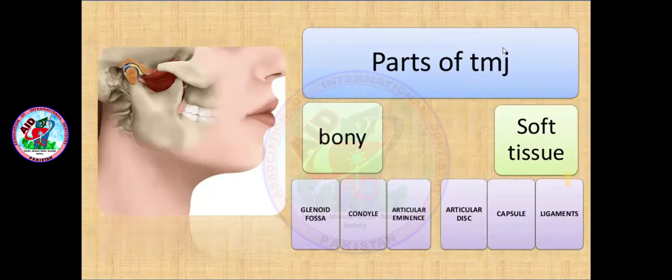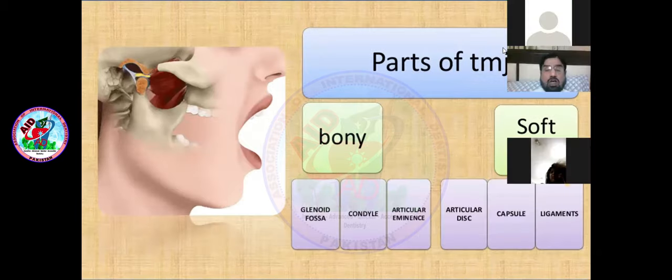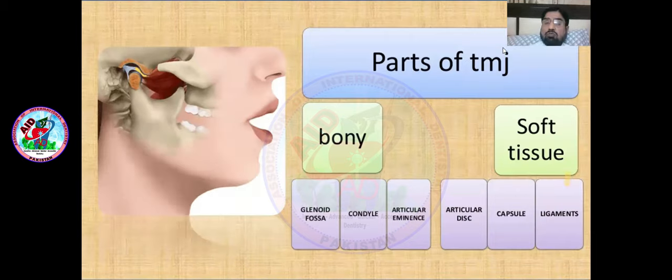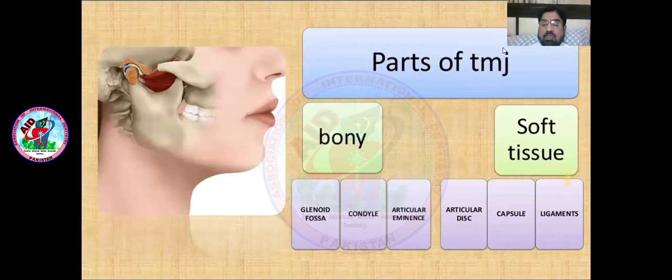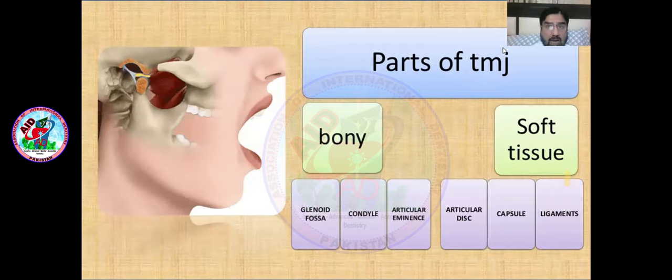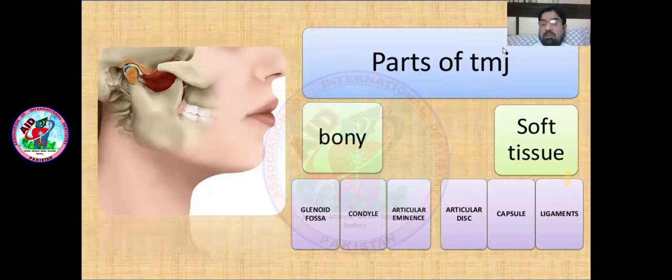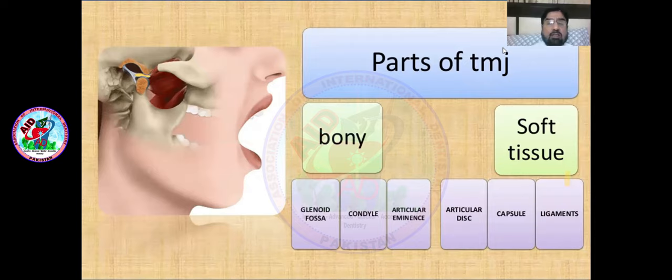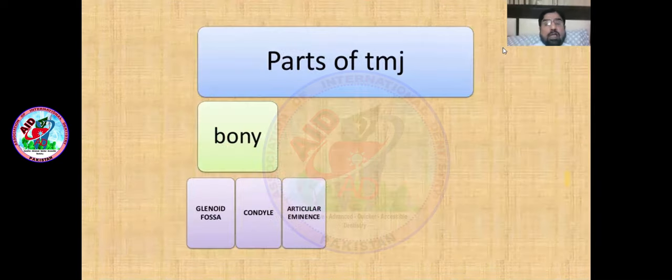If we see the bony parts, they are the glenoid fossa, the condyle, and the articular eminence. But when we go for the soft tissue, that is the articular disc, the capsule and the ligament. These are the soft tissue portion, and that is what you see in the bony. First, we start from the bony. In the bony parts, we have the glenoid fossa, condyle, and articular eminence.